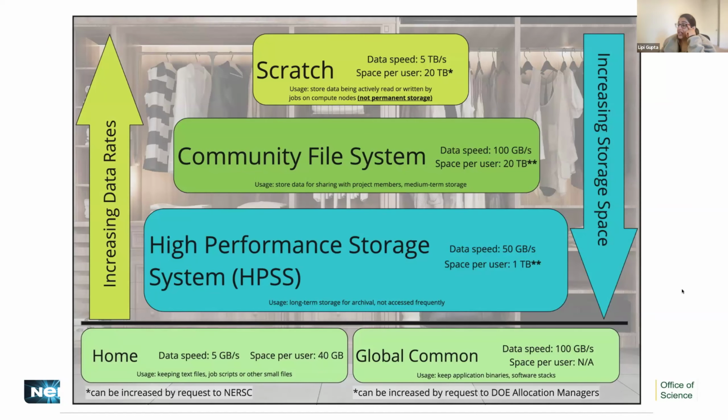Okay, so this is my last slide. It is just a little infographic of our file system landscape. In general, we have increasing data rates up here, increasing storage space down here, and then we have our two other systems, the global common software and the home environments. And this is just a couple little rates and space reminders for you. This infographic's available in the Absolute Beginner's Guide. And if there are any questions at this time, I'm happy to answer those. And that is the end of the data talk.